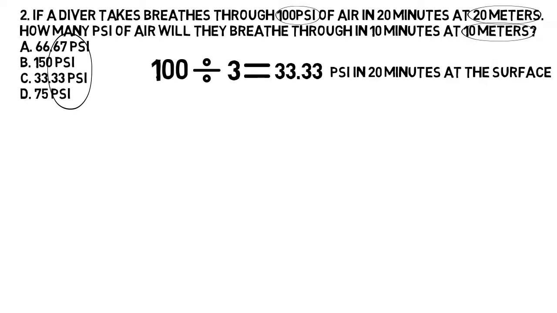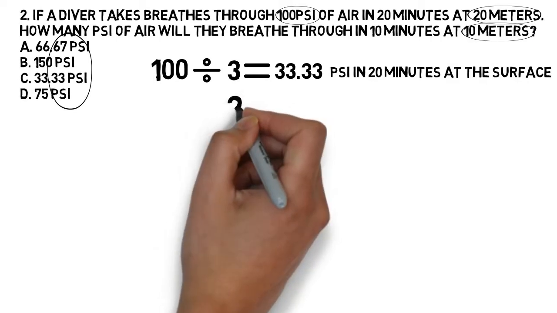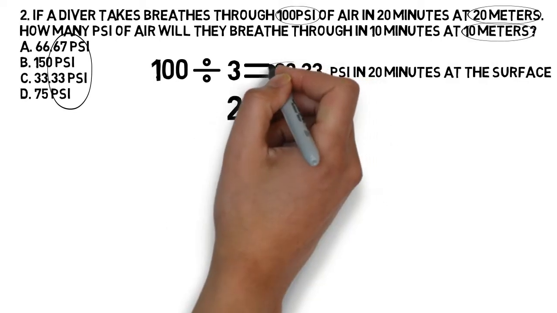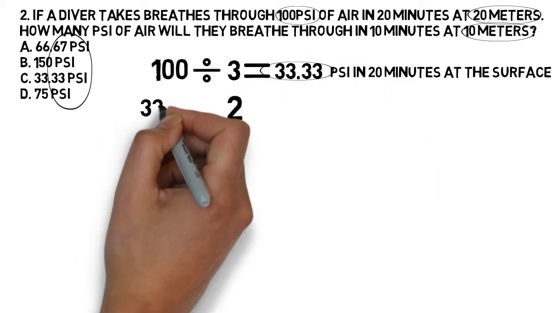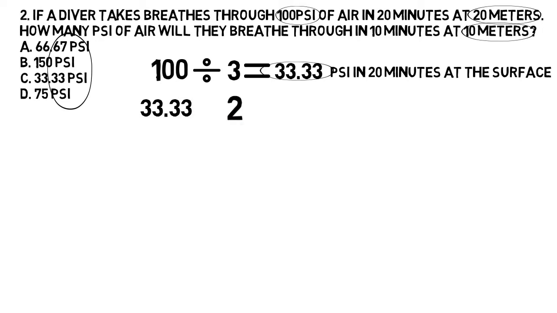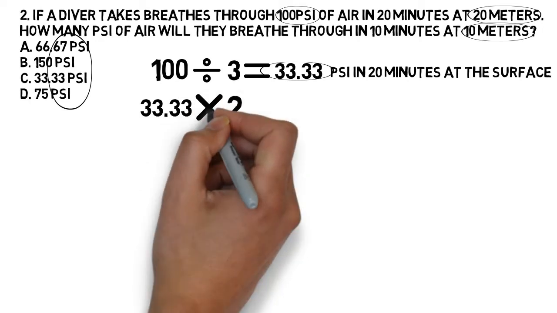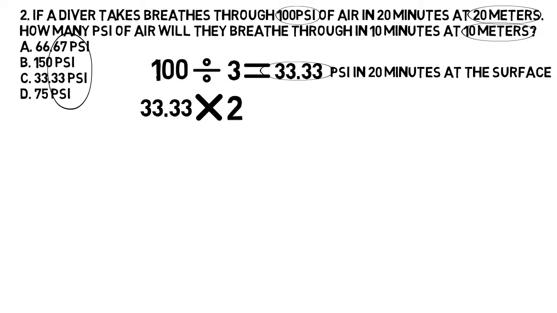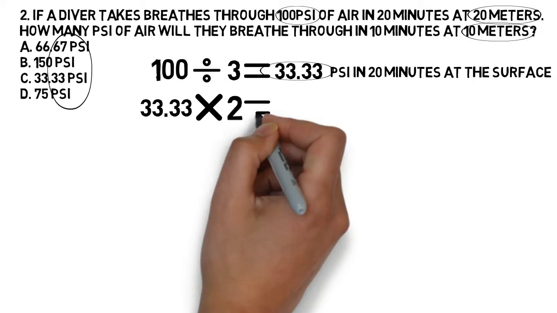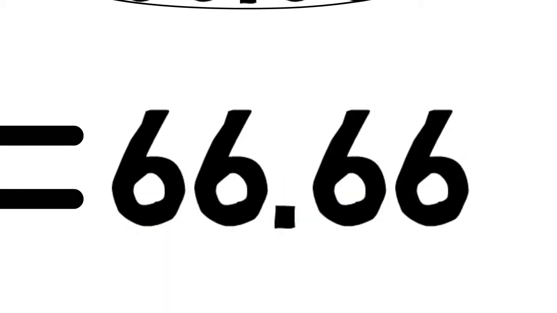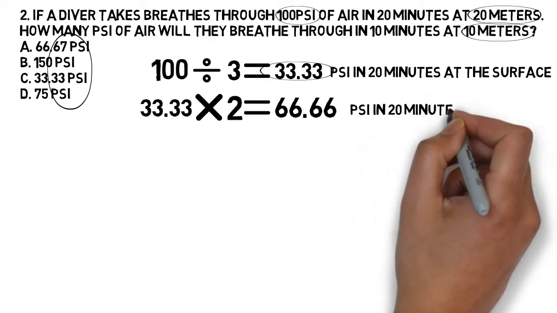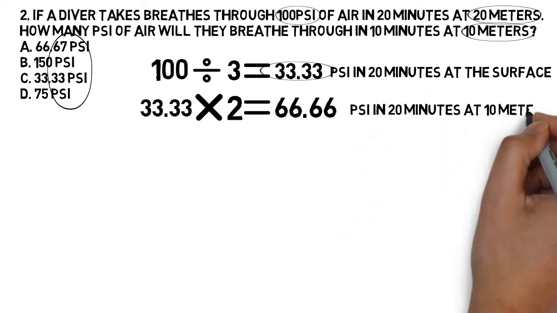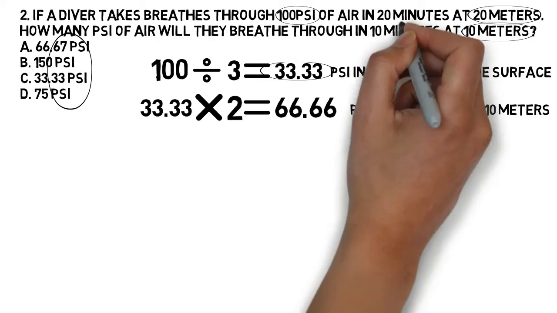Now let's take it down to 10 meters, which is 2 atmospheres. And I know I'm going to breathe through more PSI of air at 10 meters than I would at the surface, so I want to make 33.33 bigger. I'm going to multiply. 33.33 times 2 is 66.66. That is possibly what you did and how you got the 66.66 answer if you did get it wrong. But what you actually worked out was how many PSI of air you're going to breathe through in 20 minutes at 10 meters.